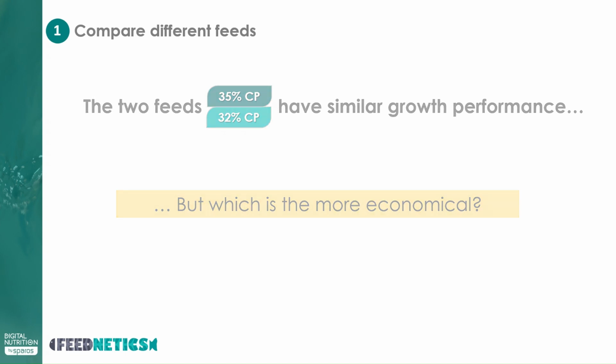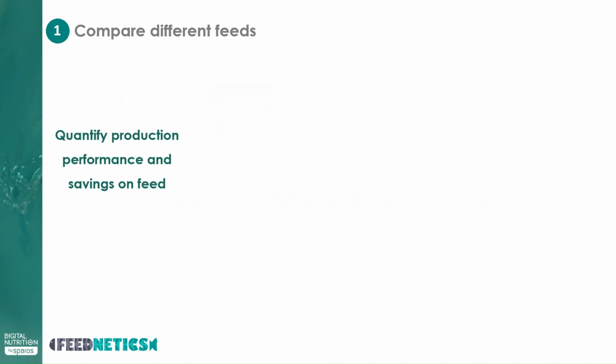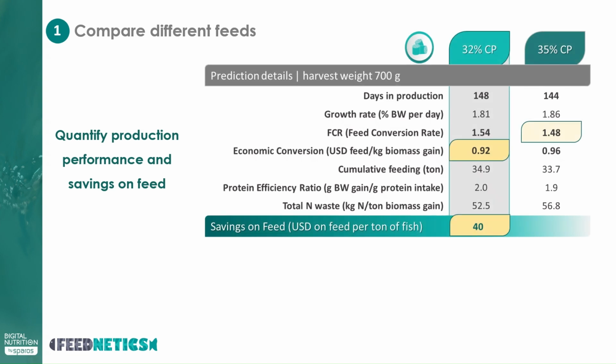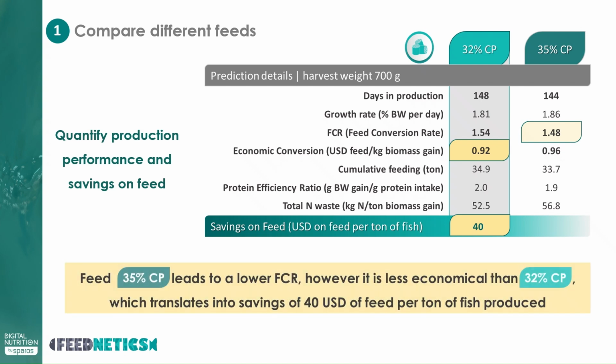Looking at the production performance table, both feeds show similar growth, but the 35% protein feed has a lower FCR. However, because it's slightly more expensive, the economic conversion rate tells a different story. The 32% feed is actually the most economical, saving around $40 per ton of fish produced. Of course, these results depend on the specific farming and temperature conditions used in this example.